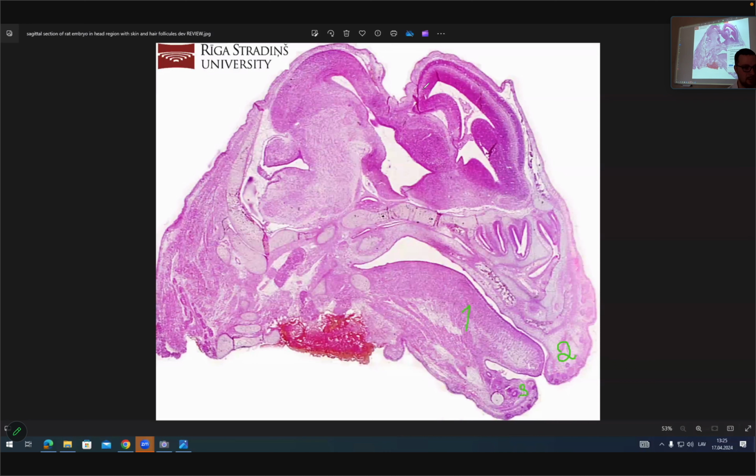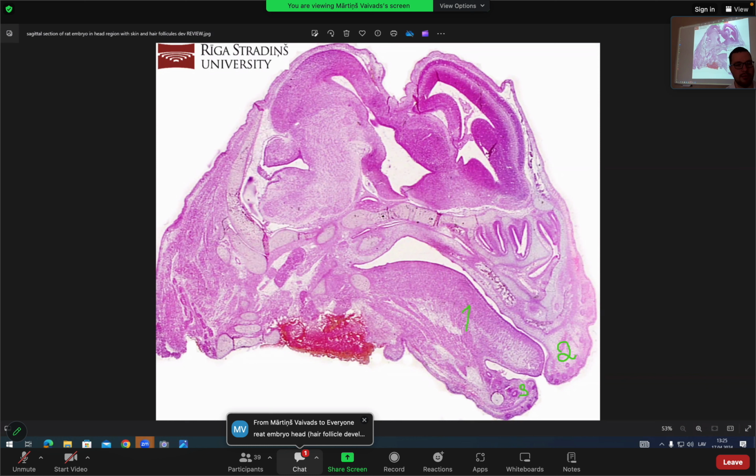So I'll write down: rat embryo head, and it has hair follicle development, plus skin development. So this is the original slide where we could actually find the skin development and hair follicle development. 1 tongue, 2 upper lip, 3 lower lip. So we see the lips. If we zoom on the lips, we will again see the same skin development with all 3 layers, hair follicle development. So I won't repeat that.